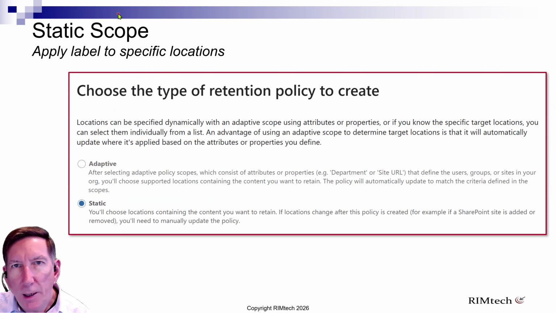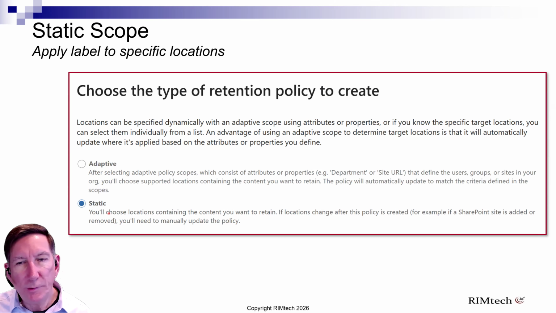Okay. Now, this you do have to worry about. Static or adaptive scopes. What is a scope? A scope is a range within the Microsoft product line that you're going to apply this rule to. The range. That's why they call it a scope, right? You can have an adaptive scope or a static scope.